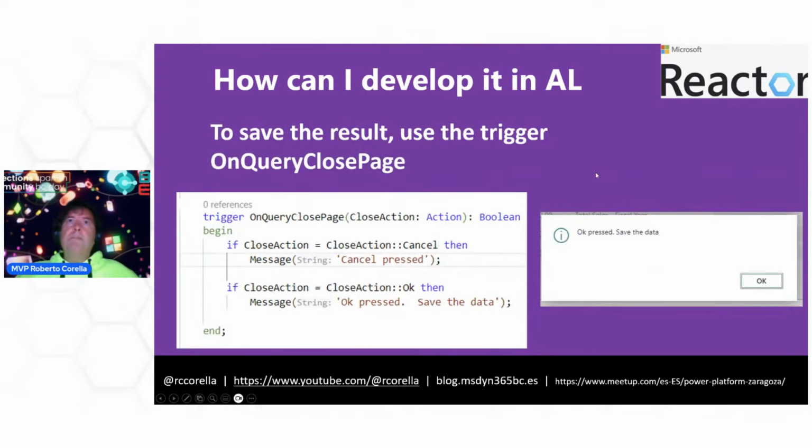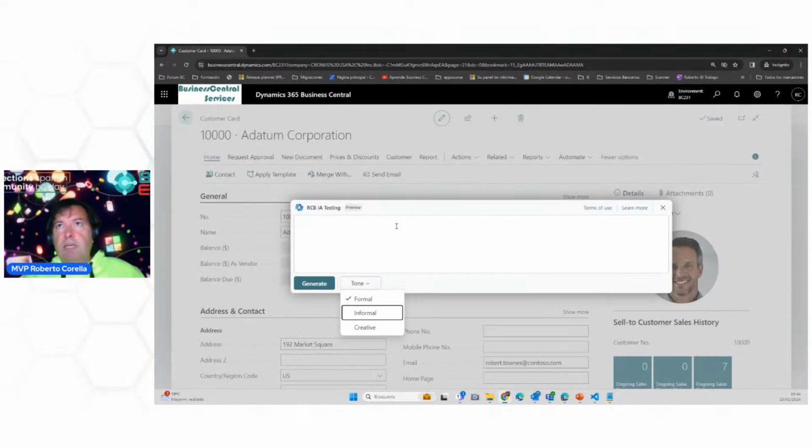When you press keep it, you need to save the information, the result, in some place. And if you discard the information, you can press close. For this, we use on query close page. It's a trigger that runs when you press something here.